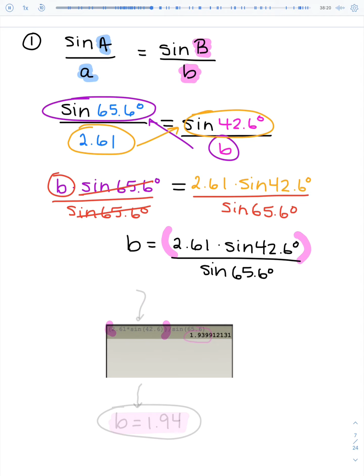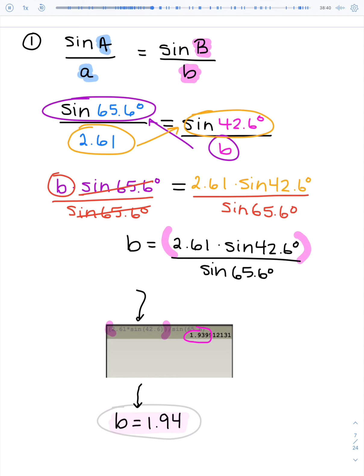But it does give us that side b, depending on how you round. They rounded our other side to 2 decimal places, so that's what we'll do here. Gives us that side b is equal to 1.94.